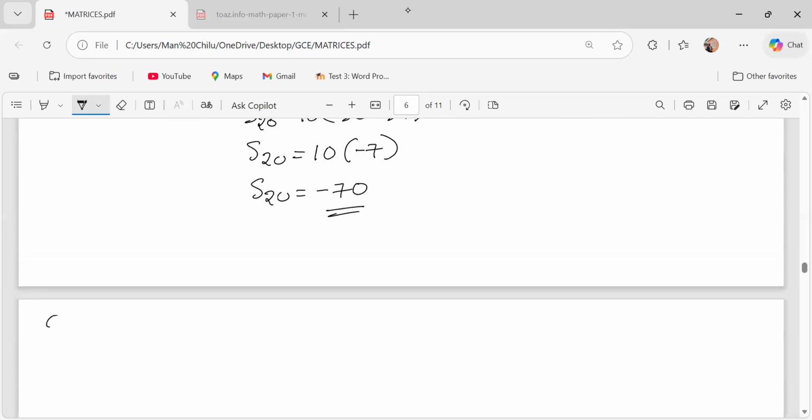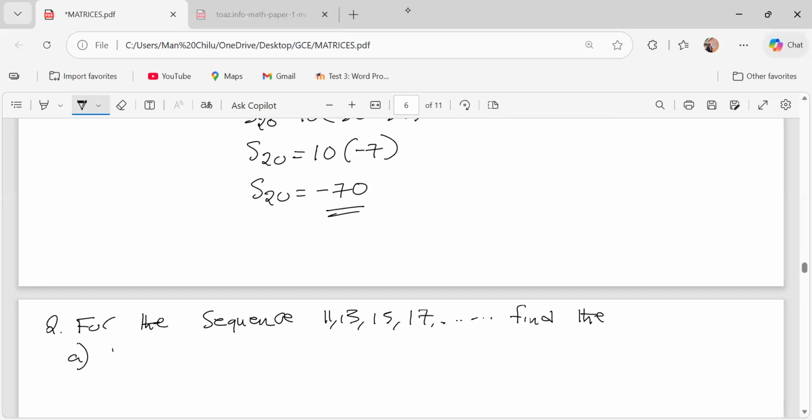Then the second question says, for the sequence 11, 13, 15, 17, find the 13th term.